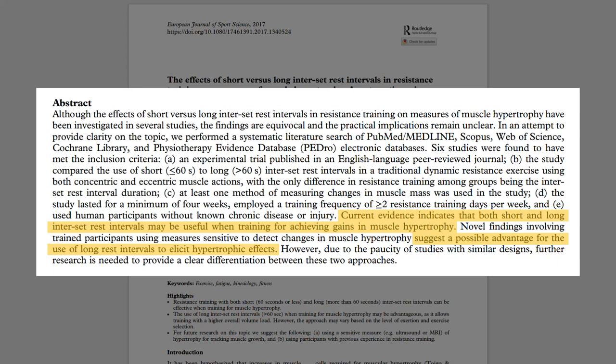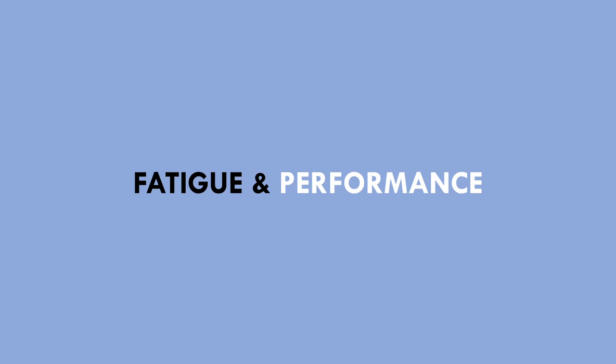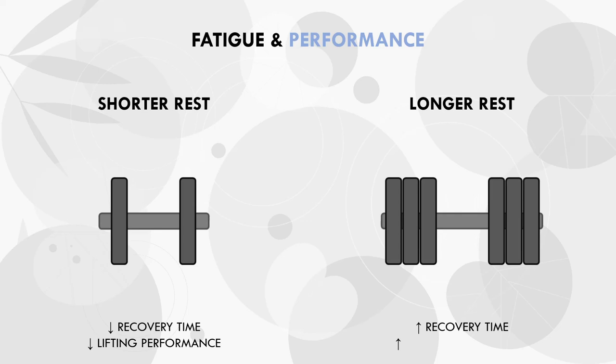So why is this the case? Well, let's look at some of the indirect effects of interset rest and how they may explain this. The first indirect effect that interset rest has is on acute fatigue and therefore lifting performance. Quite obviously, shorter rest periods allow less recovery time and increase acute fatigue, which ultimately results in poorer lifting performance of each subsequent set. Longer rest periods allow more recovery time, allowing more time to dissipate fatigue, which ultimately results in superior lifting performance compared with shorter interset rest. This may be one reason that longer rest periods result in slightly superior muscle growth.